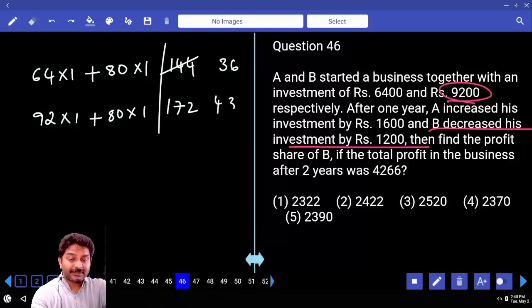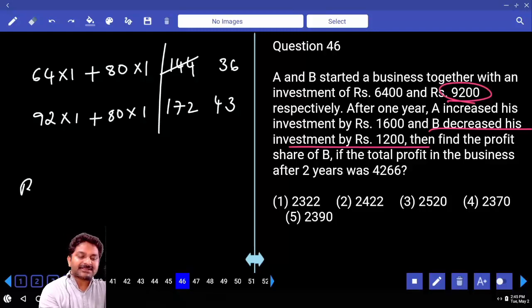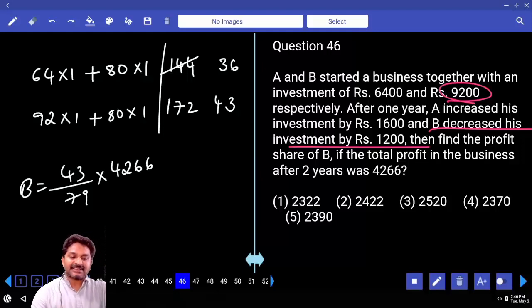Whose profit adigaru? B profit. B is getting how many parts? 43 out of 79 among 4,266. Correct? అంటే?